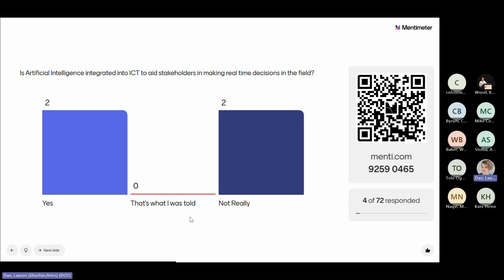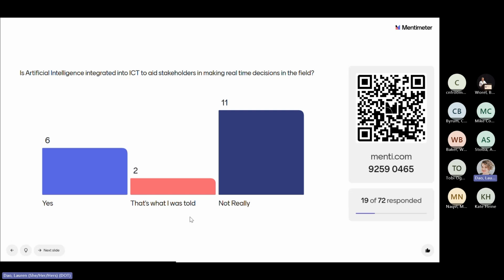This doesn't have to be for all technologies, but for a technology that you're familiar with, is there some artificial intelligence being adopted or deployed with any of the ICT technologies you're familiar with?